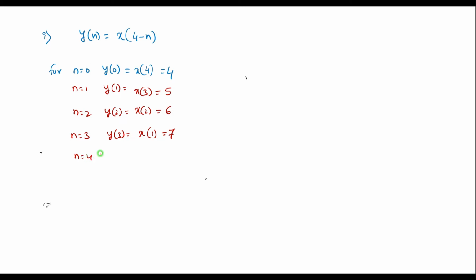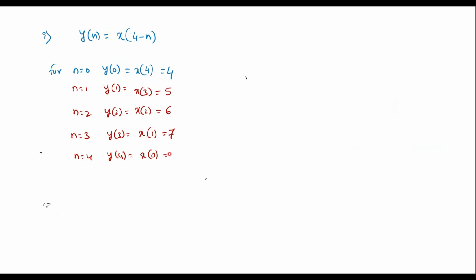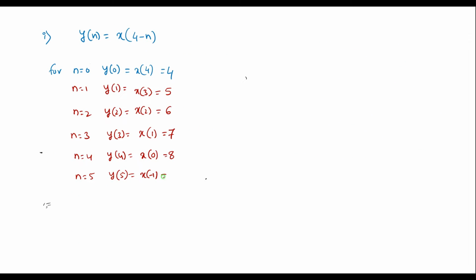Now for n is equal to 4, 4 minus 4 is 0, that is y of 4 is equal to x of 0. So here we can see x of 0 is 8. So let me write it is 8. Now for n is equal to 5, we have y of 5 is equal to x of minus 1. So here we can see x of minus 1 is 0. So it is equal to 0.